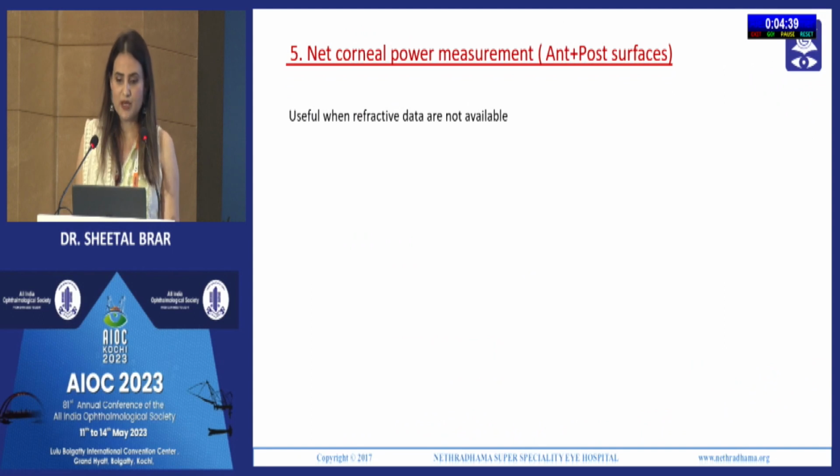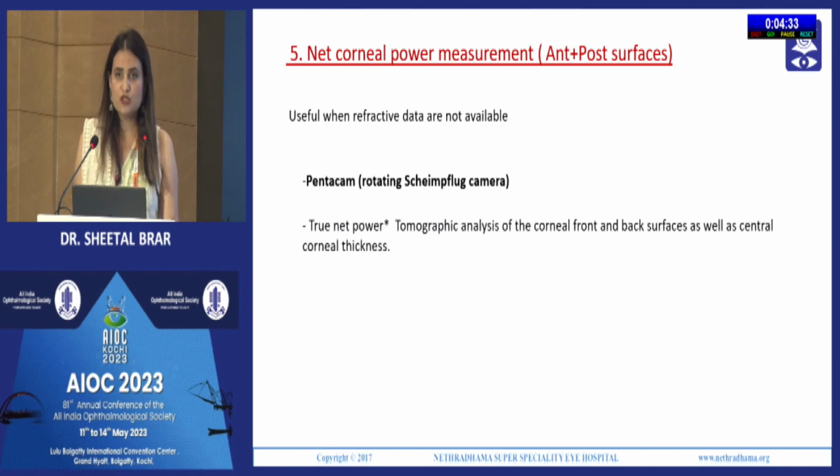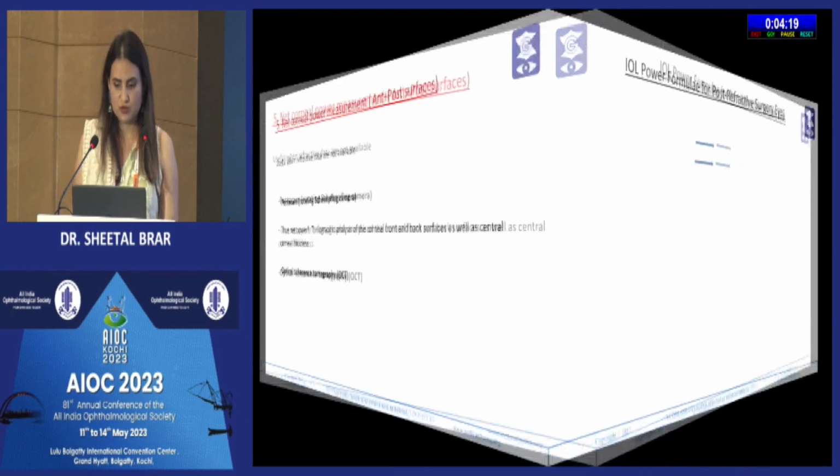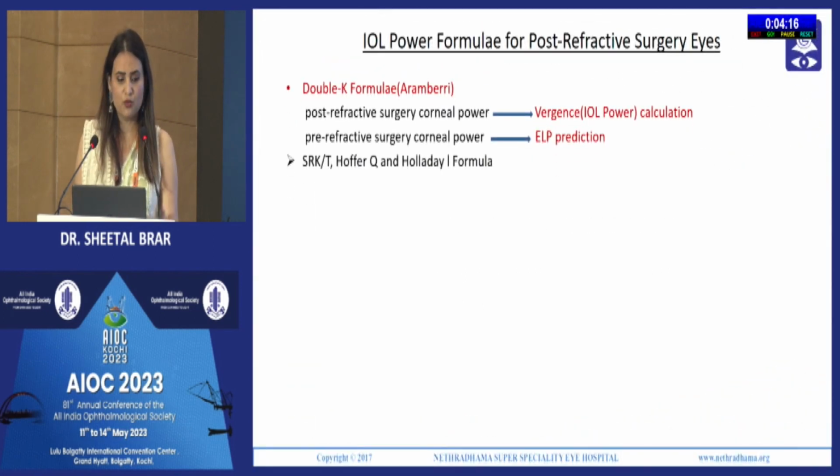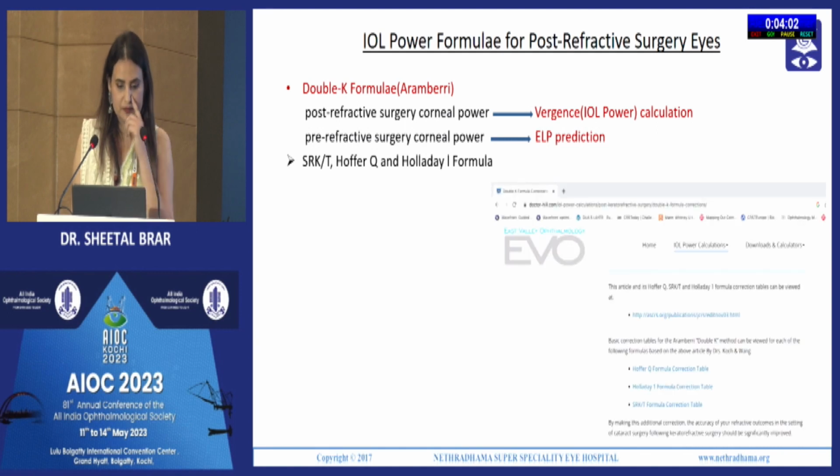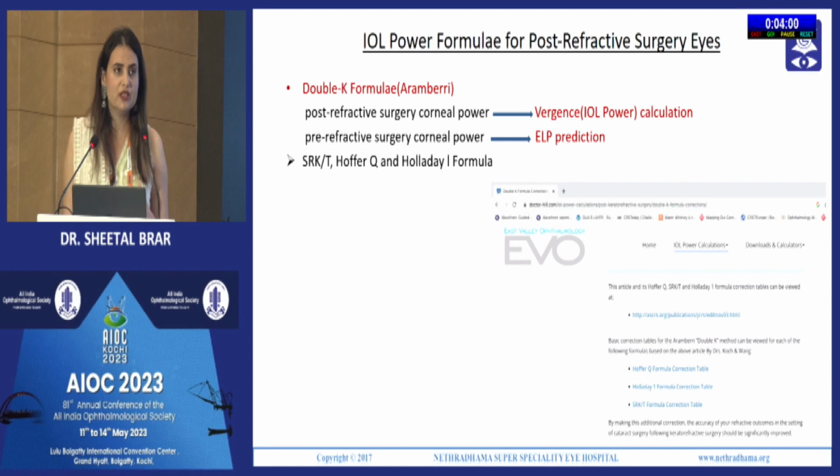Then you have the net corneal power measurement, which takes into account both the anterior as well as the posterior corneal surfaces. This is useful when you do not have any refractive data available. You can use the Pentacam or optical coherence tomography methods. The true net power in the Pentacam is the one most commonly used. Now, what are the different IOL power formulae that can be used post refractive surgery? You have this very famous formula, the double K formula proposed by Aramberri. This is done to improve the accuracy with the third generation formulae.